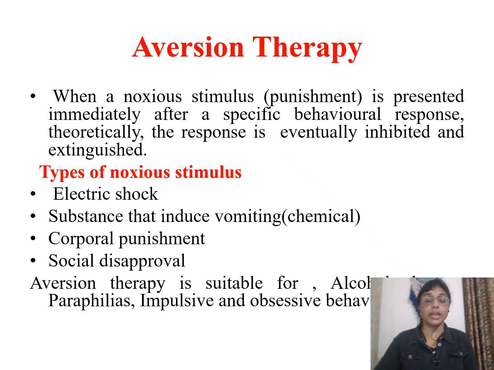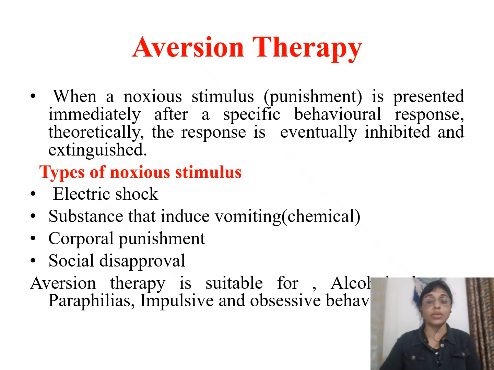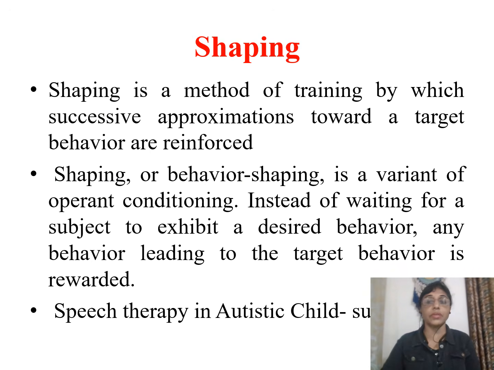Chemical aversion example: disulfiram is given as a treatment for a patient with alcohol dependence. If the patient takes alcohol with disulfiram, there will be severe disulfiram-ethanol reactions. Other types of aversion therapies are corporal punishment and social disapproval. Aversion therapy is suitable for patients with alcohol dependence, paraphilias, and impulsive and obsessive behavior.